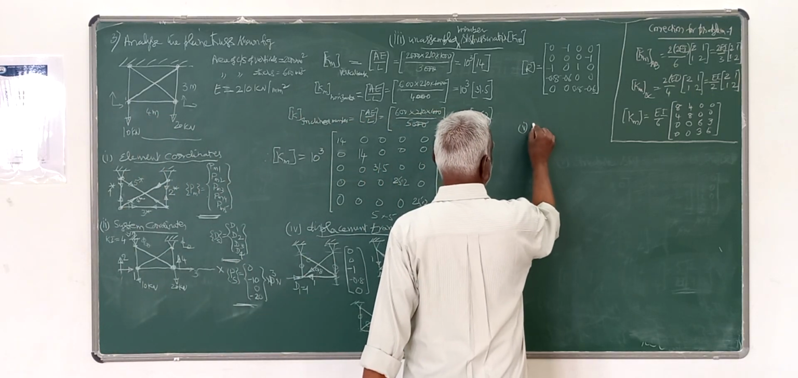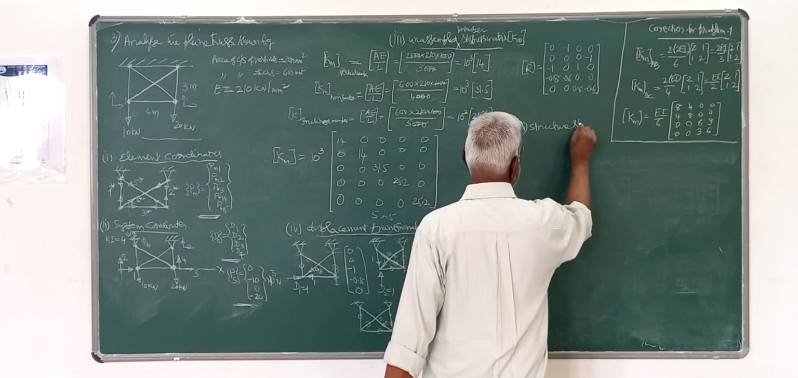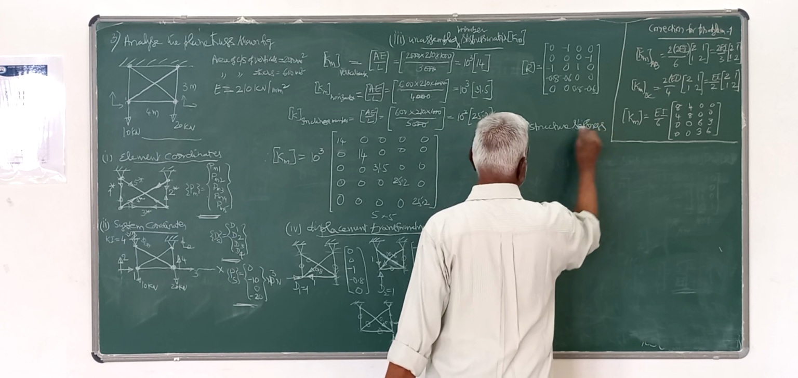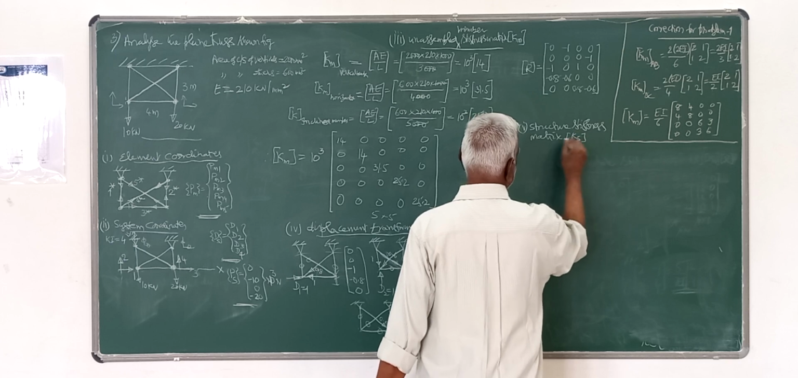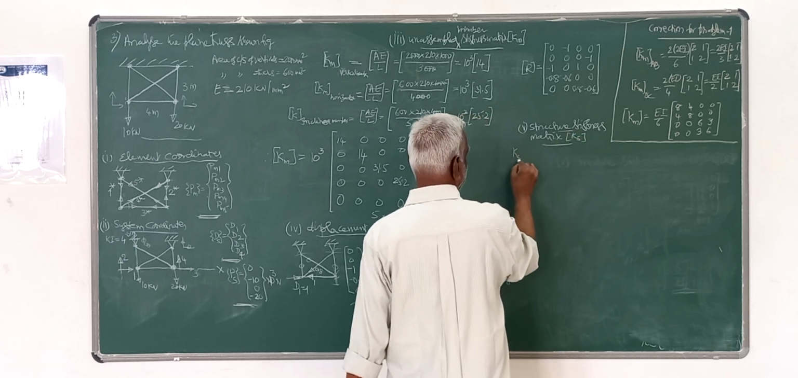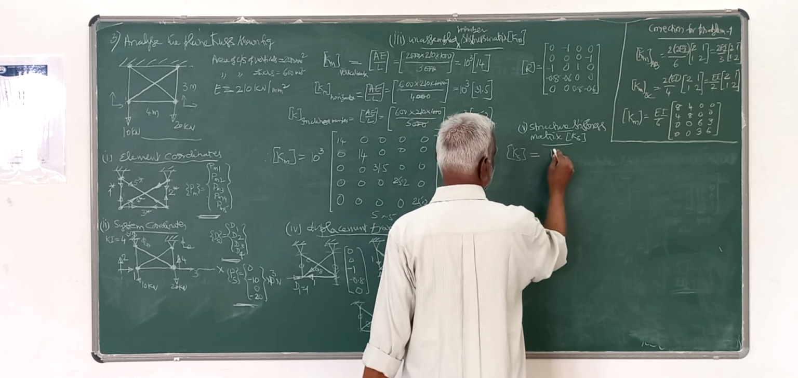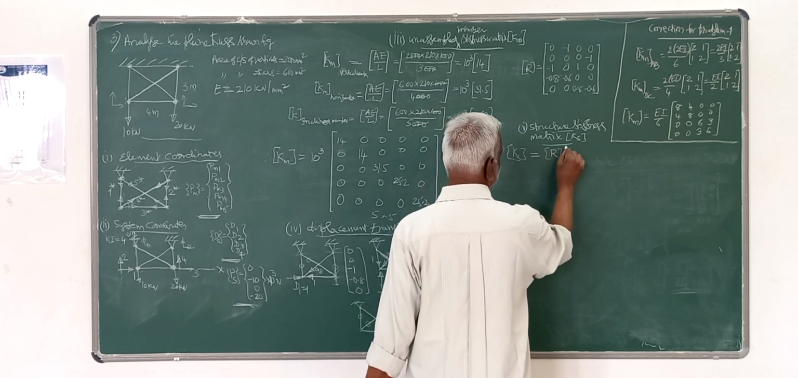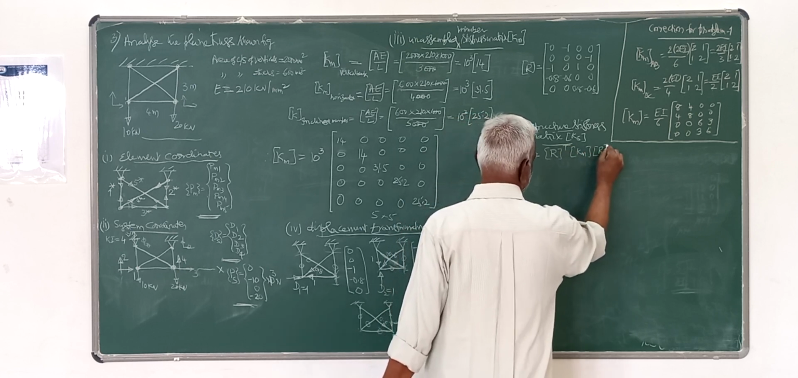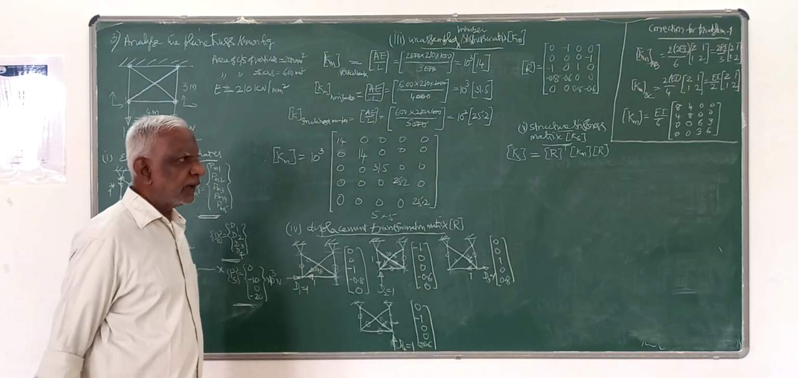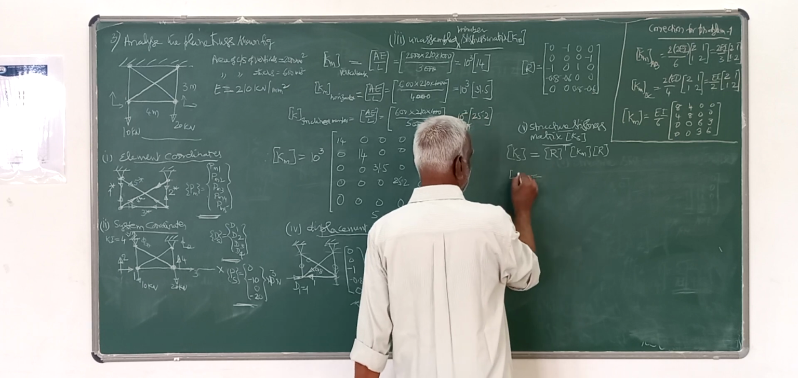Then fifth step, of course, that is very simple. Fifth step, structure stiffness matrix, KS. From the principle of contragredience, you have derived that KS is given by R transpose KM R. So you can use that formula straight away.